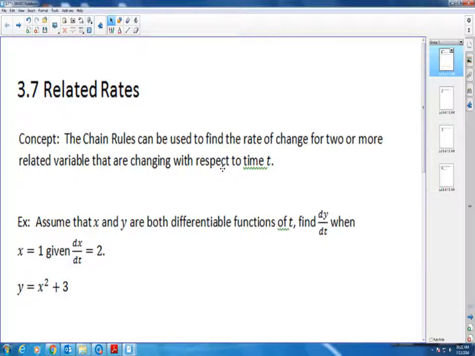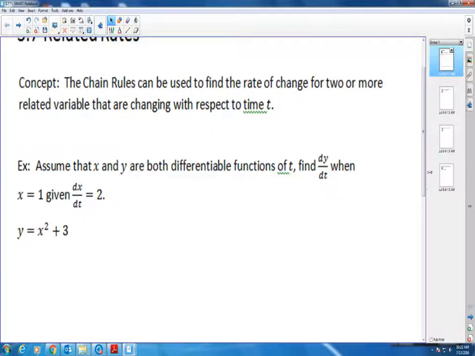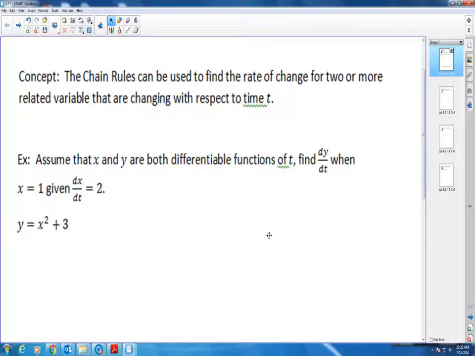So we've been taking derivatives with respect to x, okay? Especially when we did implicit differentiation, where when we take a derivative of y, we had to use the chain rule to help us do the derivative. Here I'm going to show you how to take a derivative with respect to time. And it's actually quite simple. We're going to take a look at this particular example.